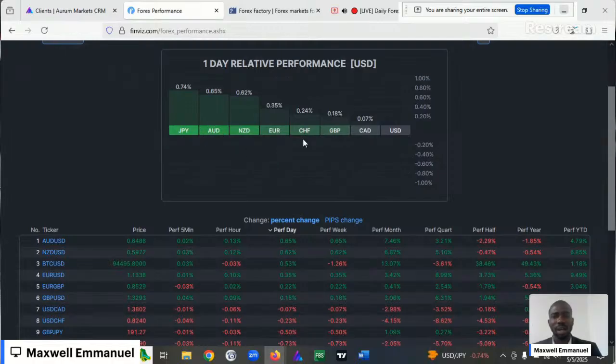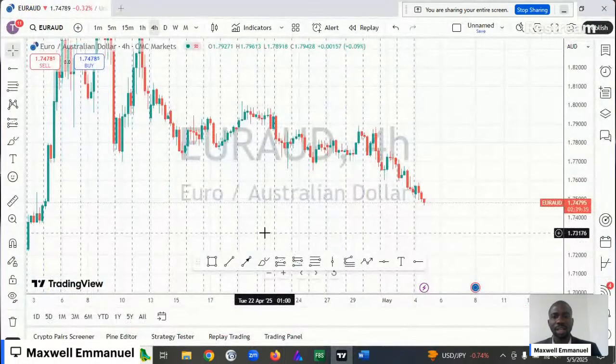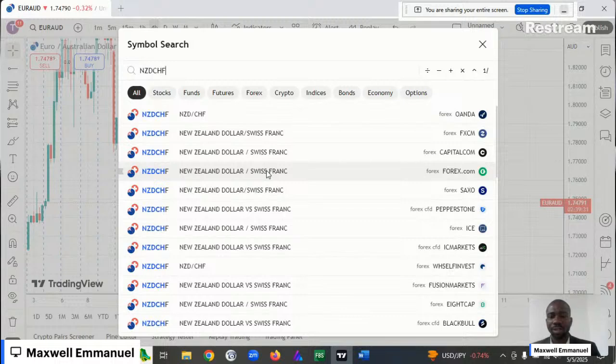Let's start with Australian dollar CHF, that is bullish. Okay, let's see New Zealand CAD. Let's just confirm that on the chart. New Zealand CAD. You should use this as a confluence, okay?